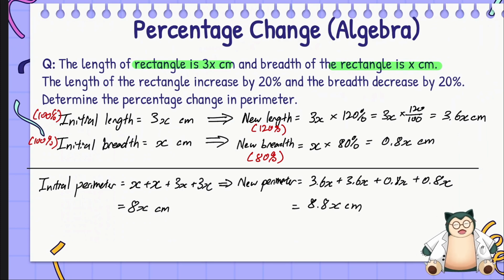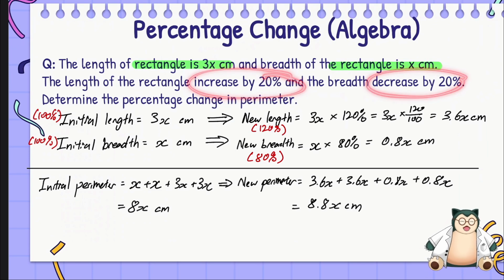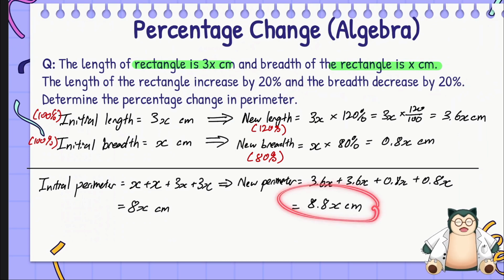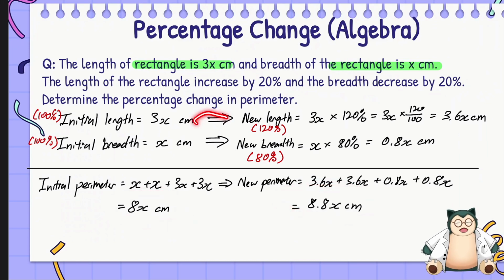So do you notice that although we increase the length by 20% and decrease the breadth by 20%, you would think that it has a sort of cancelling out effect. However, we notice that our new parameter is in fact longer than our old parameter, which is probably because the increase in the new length is longer than the decrease in the new breadth.